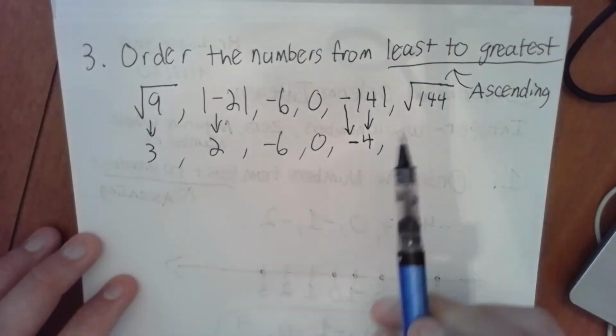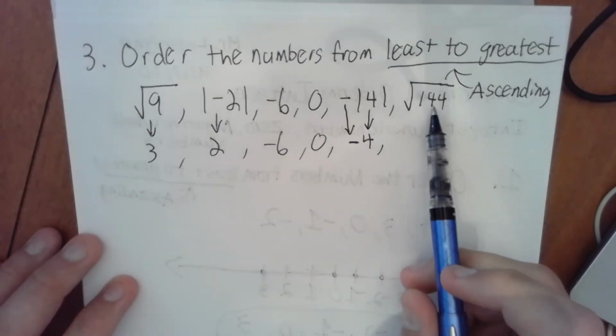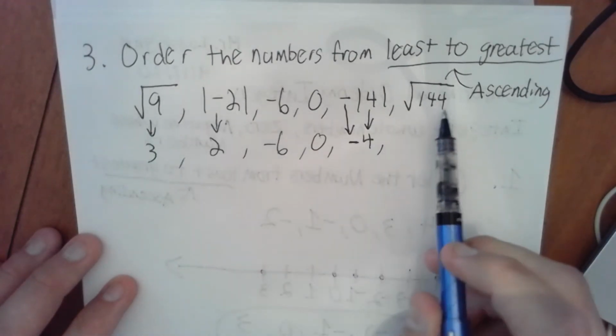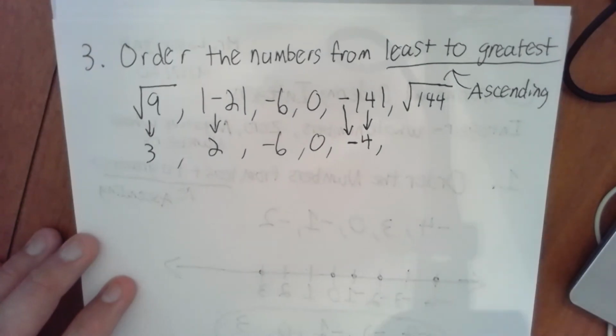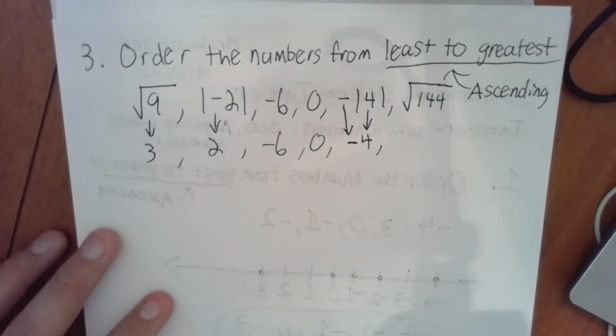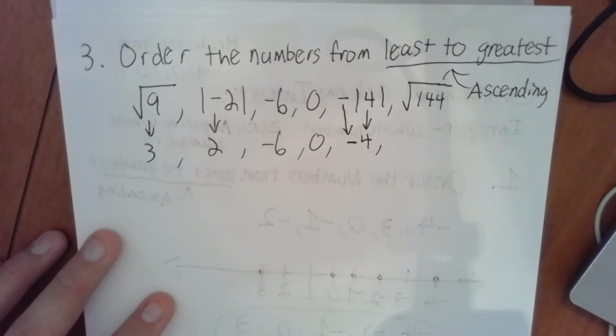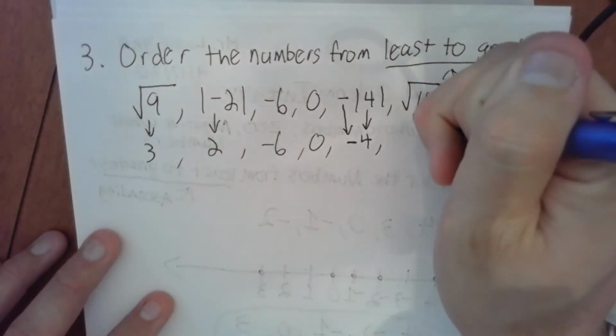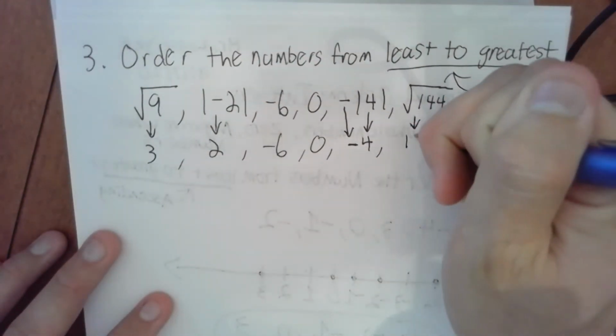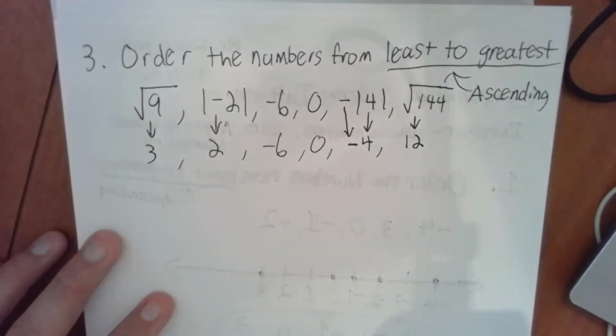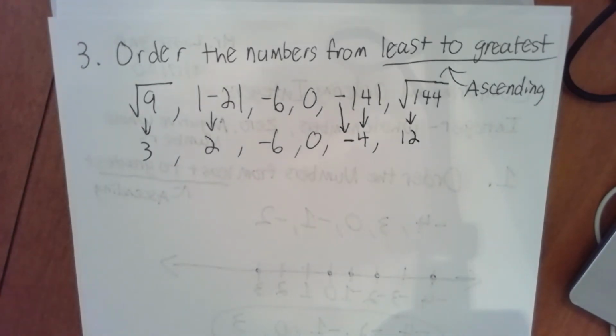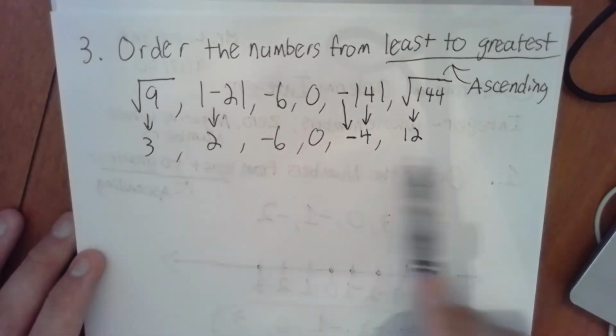Okay, so now we have the square root of 144. It's just like the square root of 9, we need to find a number that when multiplied by itself gives you 144. If you don't have that memorized, then you got to start multiplying some whole numbers by themselves until you get to 144. So if you do that, you're going to find that the square root of 144 is positive 12, because 12 times 12 equals 144. Okay, so all that work that we just did was just to get our numbers.